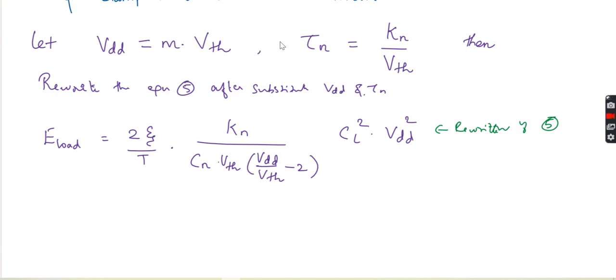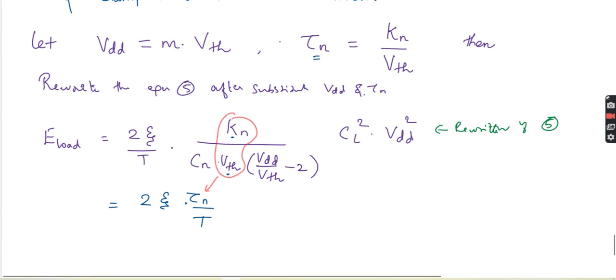Okay, so now what we will do, the same expression, let me take here 2. Now the tau 1, what is the tau 1? It is Kn by Vth. So the Kn is there, this Vth is there. So these two will come as tau n by T. I hope you got it right. This one as tau.